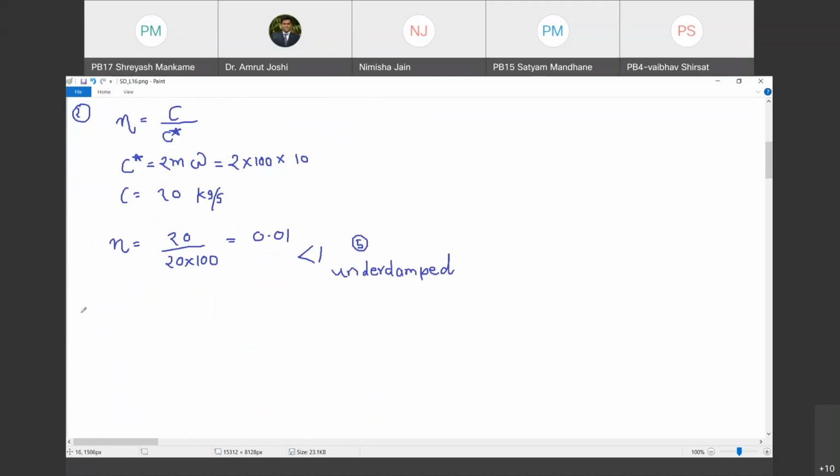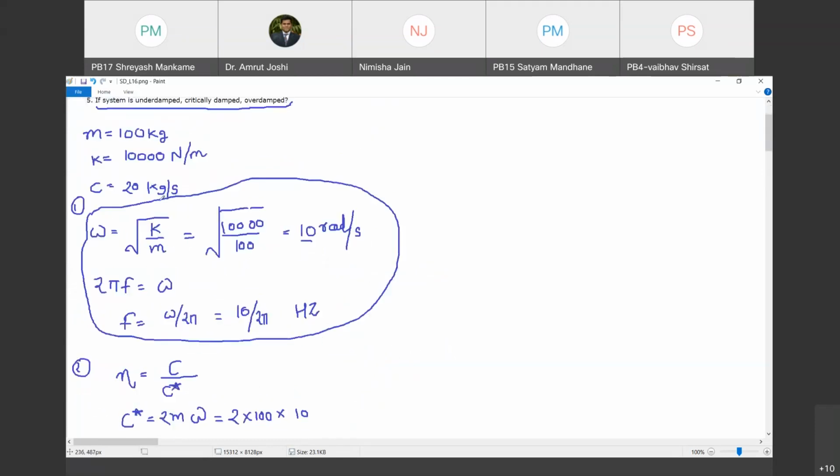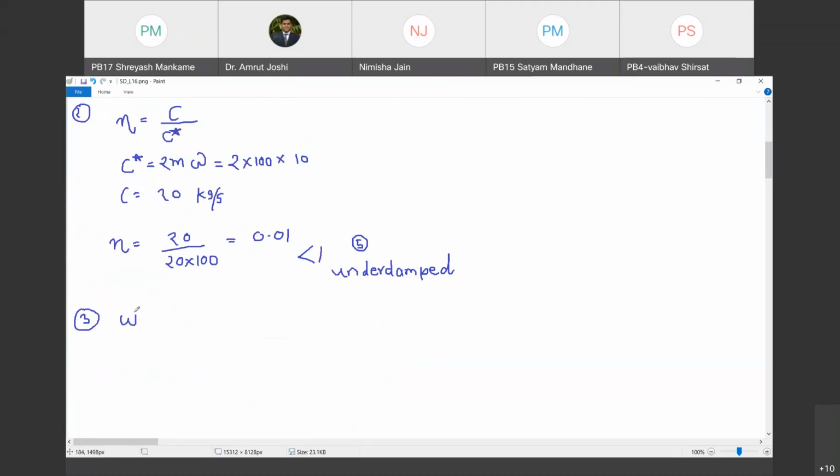The system is under damped. Now we are going to look at the third part of the question. What is the third part? The damped natural frequency of the system. So what is the damped natural frequency? We denote it by omega d, and it is omega into square root of 1 minus eta square. Do you agree with me? Yes, sir.